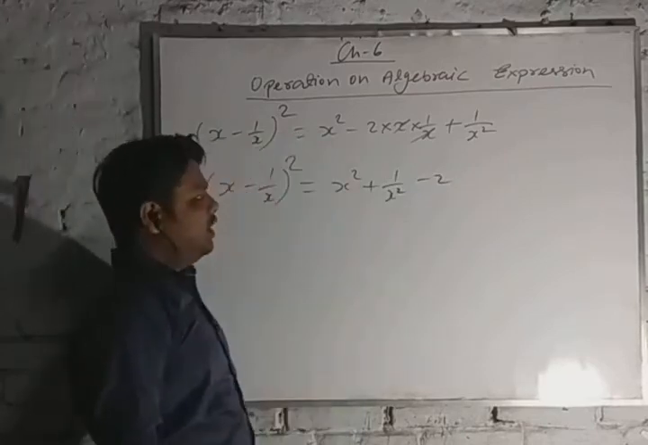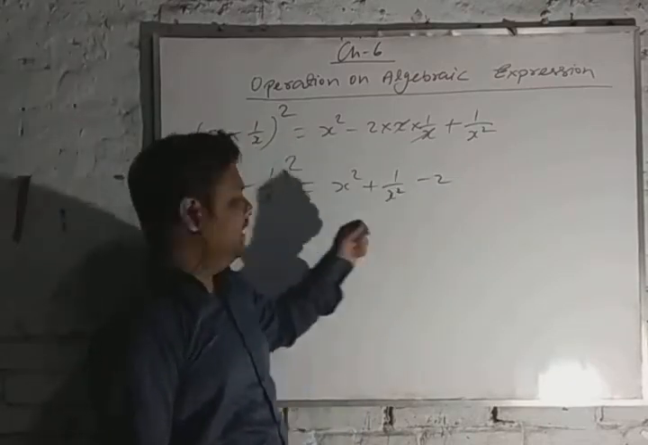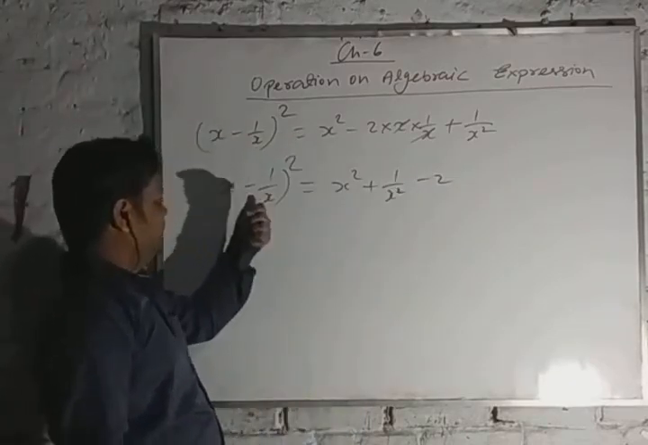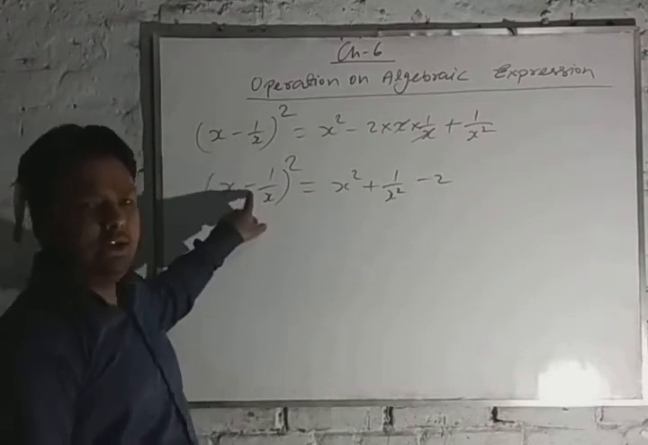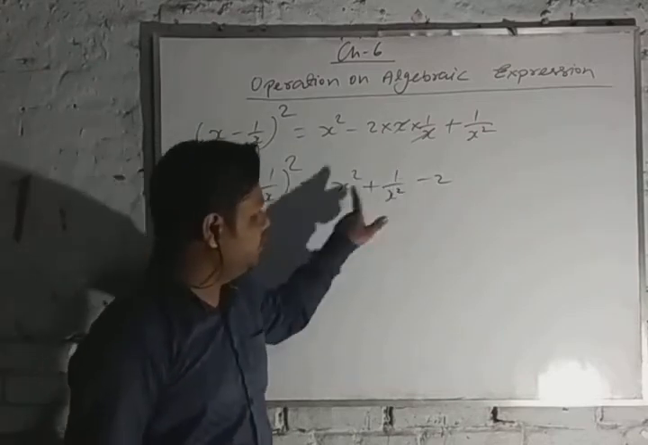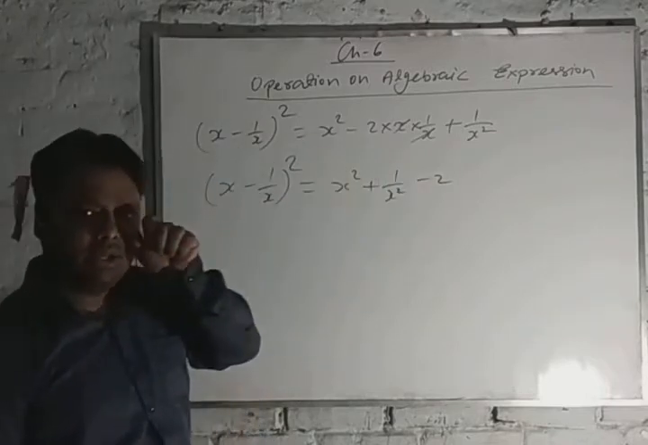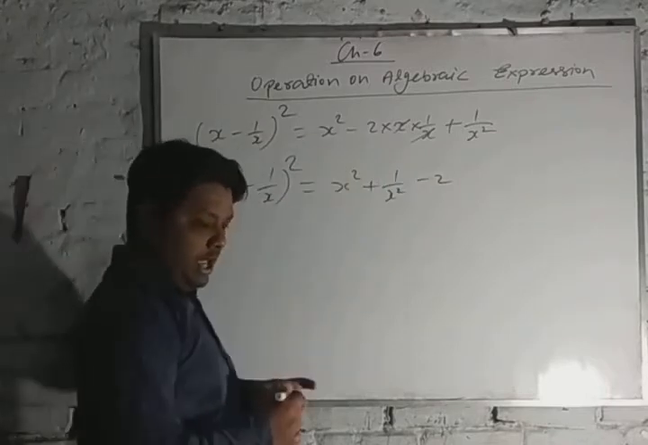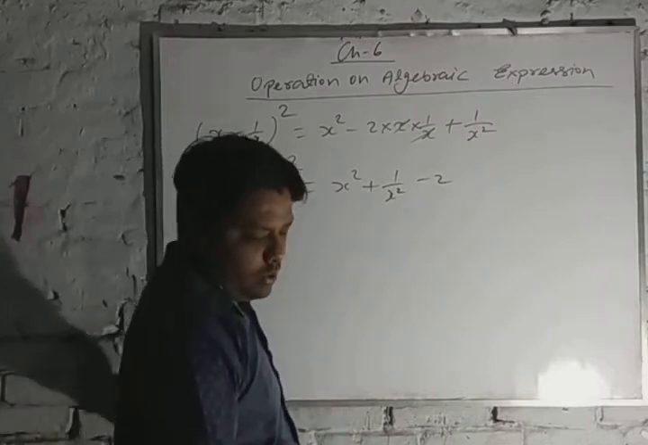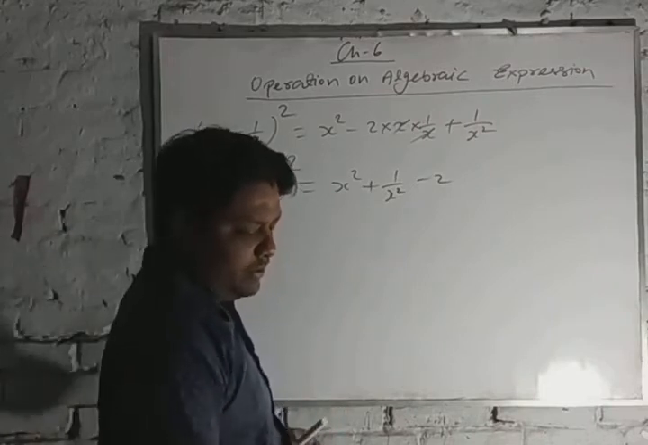That is, the sign of 2 will change only if the sign of this term is changed. If I have plus, then we will write all plus. If there is minus, then at 2 we will write a minus sign. Okay, I hope that you all have understood. Let's see one question based on this.